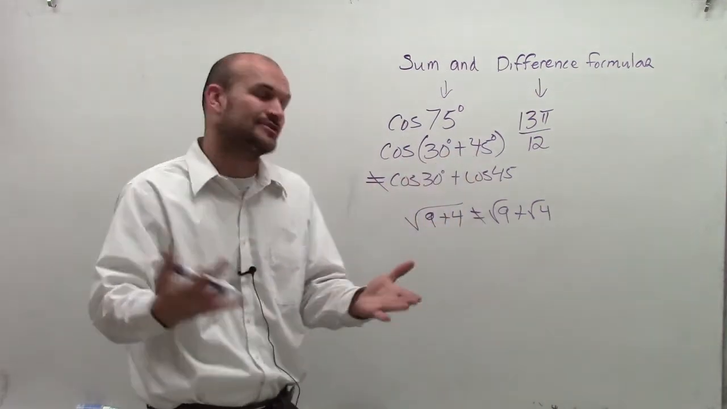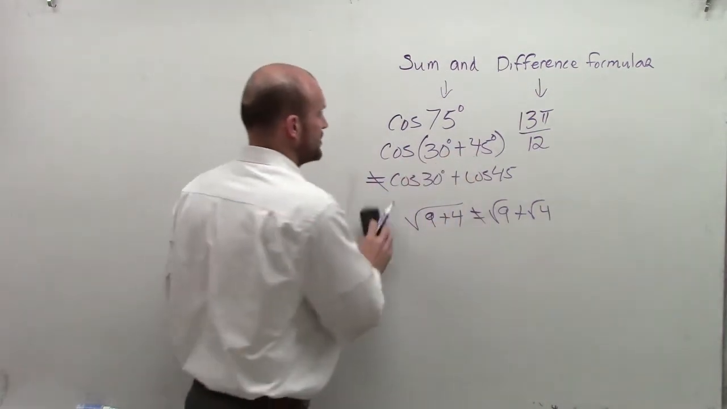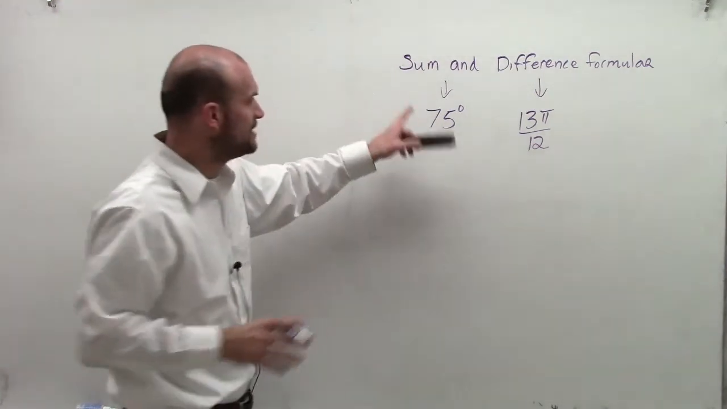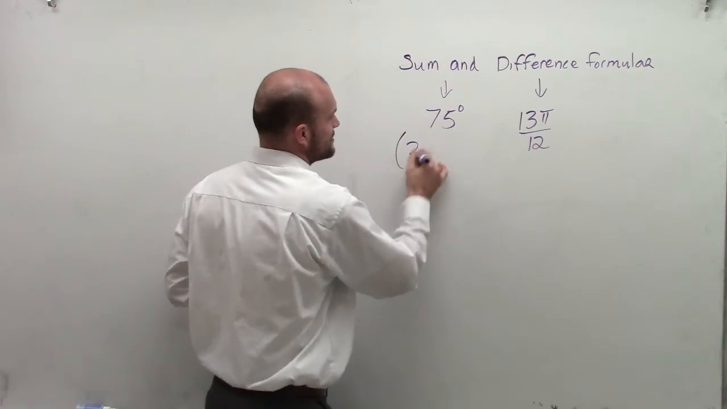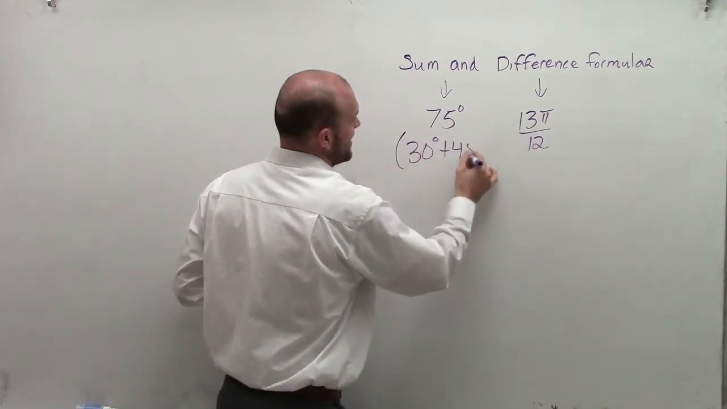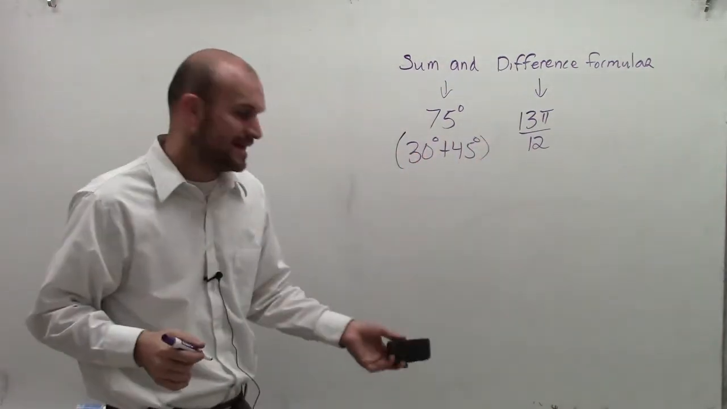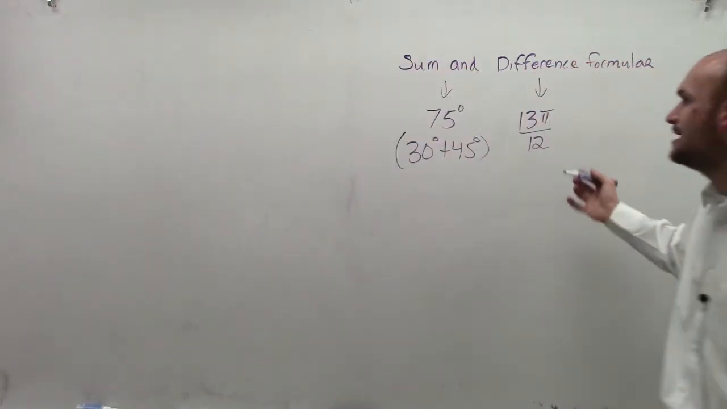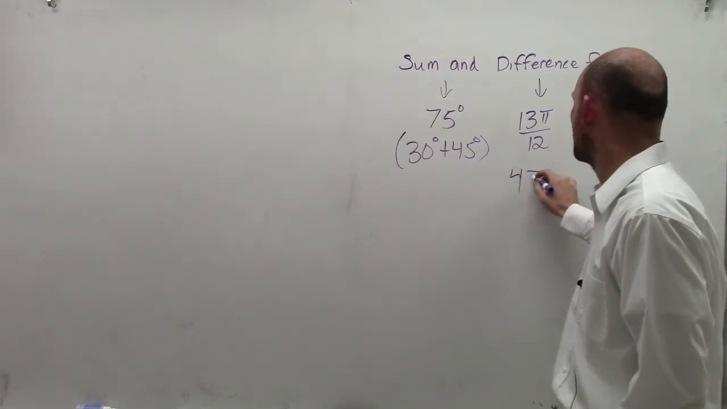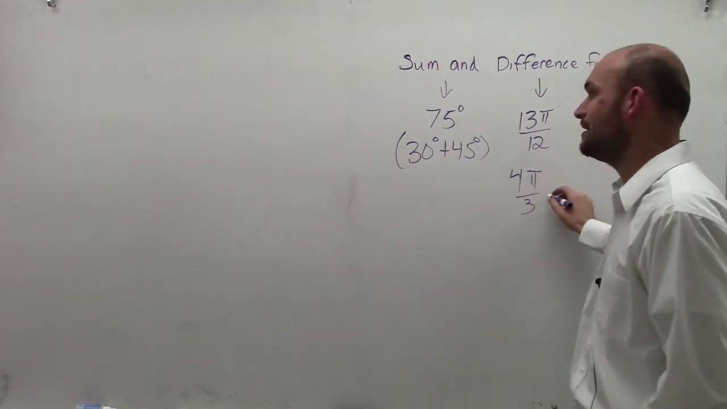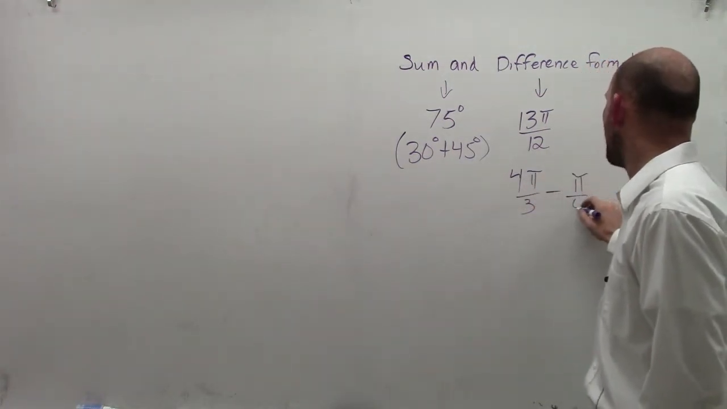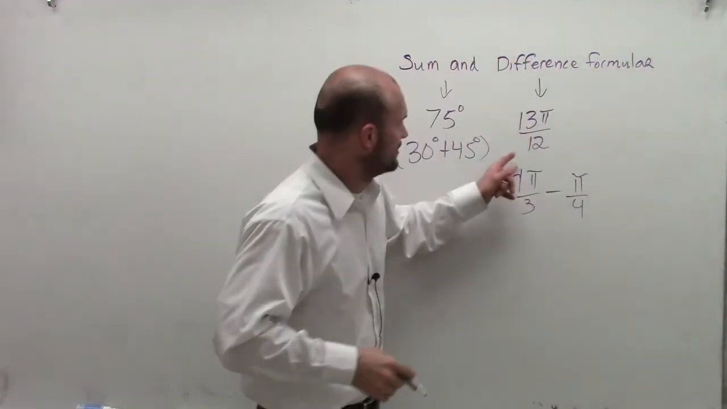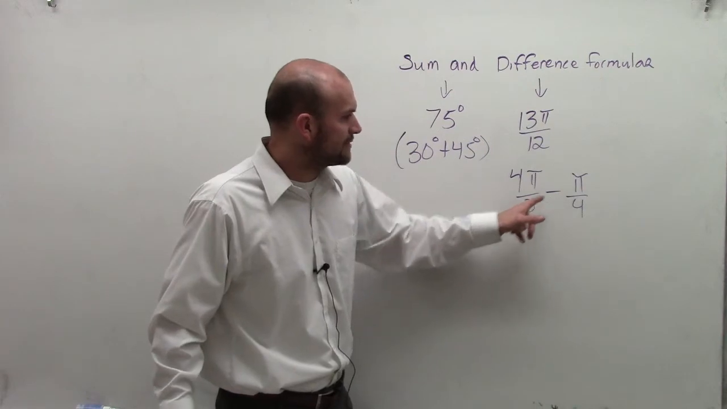I'm going to introduce formulas for all of my angles. We do that with a sum, where we can write this as 30 degrees plus 45 degrees. We also do this with radians. If I look at 13 pi over 12, I could say that's the same thing as 4 pi over 3 minus pi over 4. And you might ask, how is 13 pi over 12 equal to 4 pi over 3 minus pi over 4?